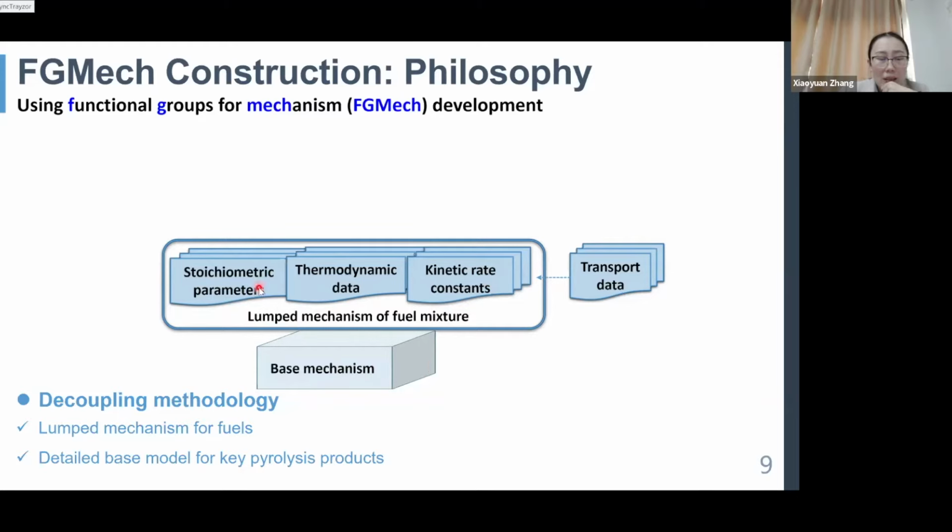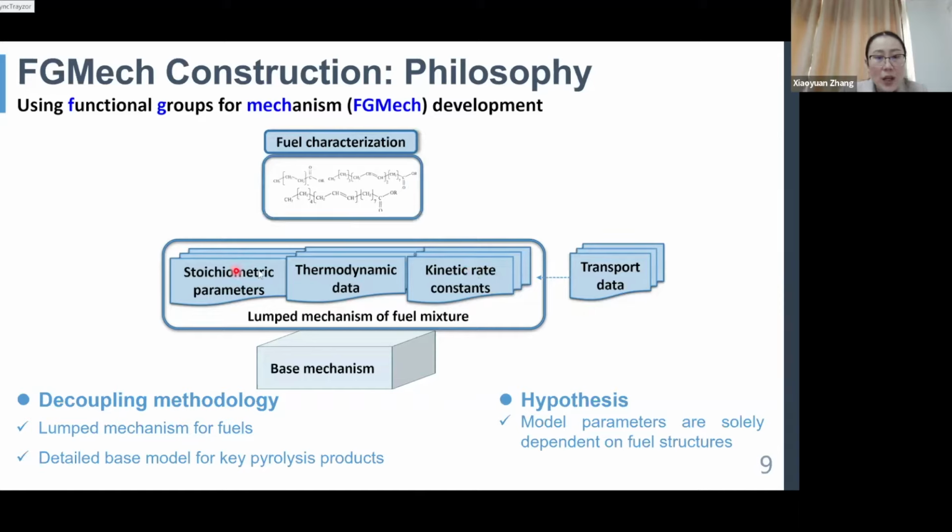We know that the model parameters, like the stoichiometric parameters of lumped reactions, thermodynamic data, and kinetic data, are all closely related to the fuel structures. So in this work, we hypothesize that these model parameters are only dependent on the functional groups present in a fuel mixture. The functional group distributions can be easily obtained by NMR or GC-mass experiments.